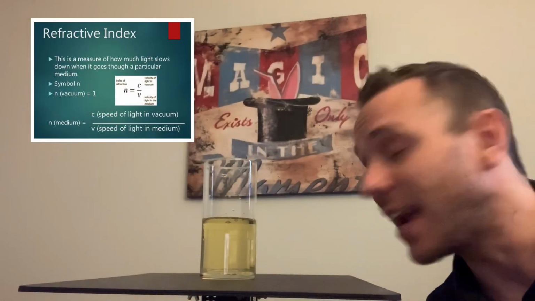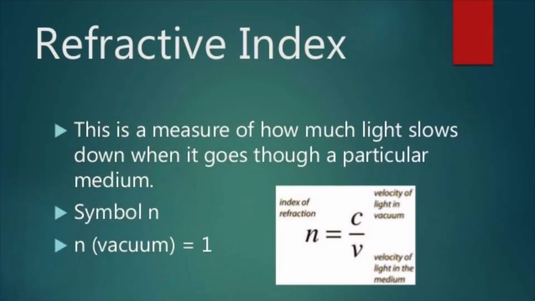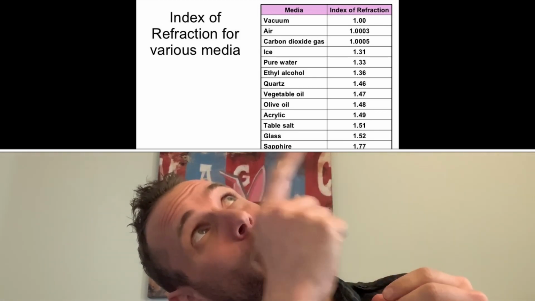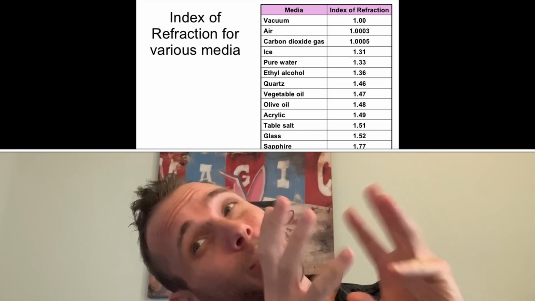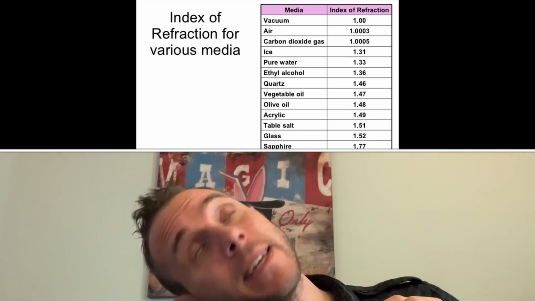So, different objects have different refractive indexes. This refractive index is the measure of how much light slows down when it goes through a particular medium. And taking a look at the indexes, the oil and the glass are pretty close, pretty similar, which is why it blends in.